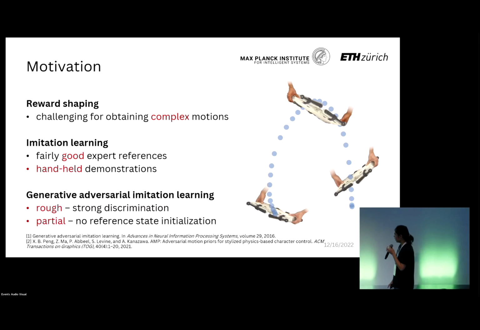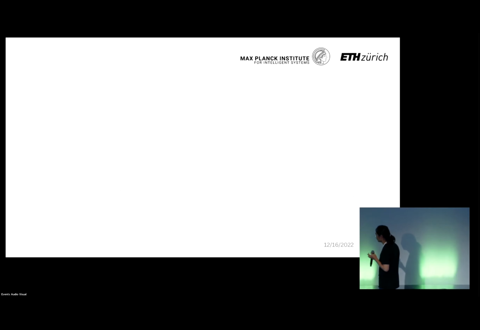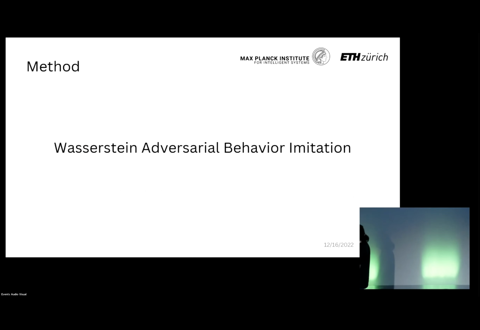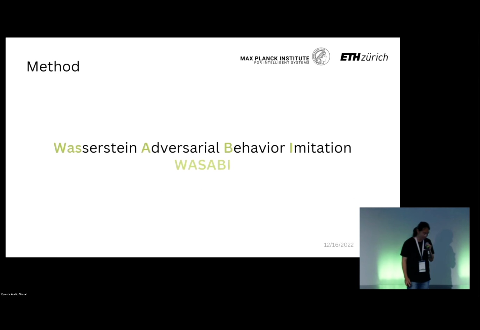And second, our handheld demonstrations are partial because when we hand-hold the robot through the trajectory, we don't actuate it at all, because it doesn't make sense to actuate. So we only have access to the base information. So you don't have the possibility to do reference state initialization. We are forced to learn from scratch. Then to deal with these problems, we propose Wasserstein adversarial behavior imitation, or in short, WASAB.